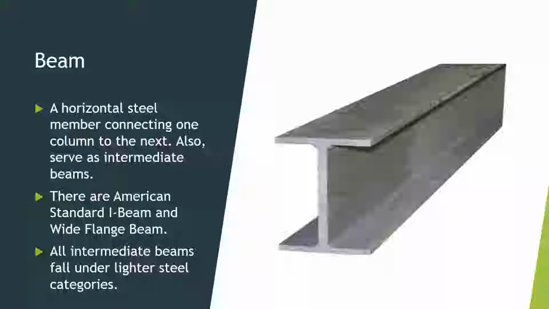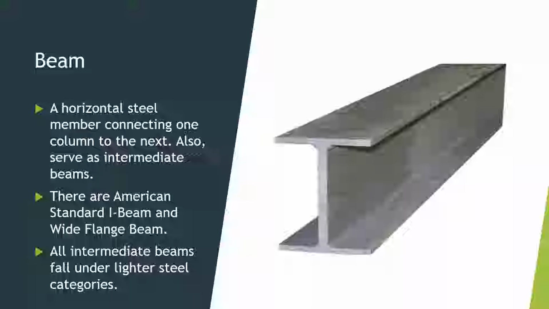You can get an American Standard I-beam or a wide flange beam, and we'll discuss that a little bit later. We also have intermediate beams, which are lighter, smaller beams, and you'll see them used in different places in a building. You'll see them used as filler beams in the center of the structure. In places over doors and over windows, beams will be used as headers. So they're a very versatile piece of steel, used throughout the structure.